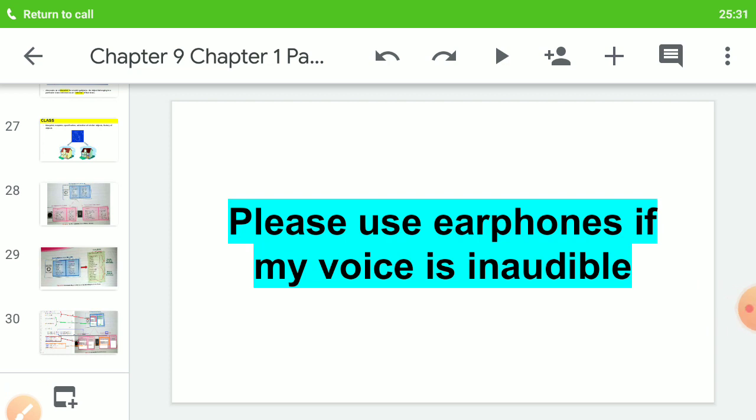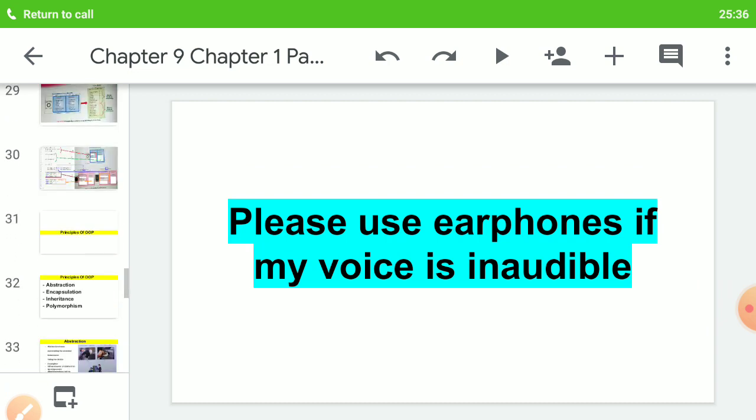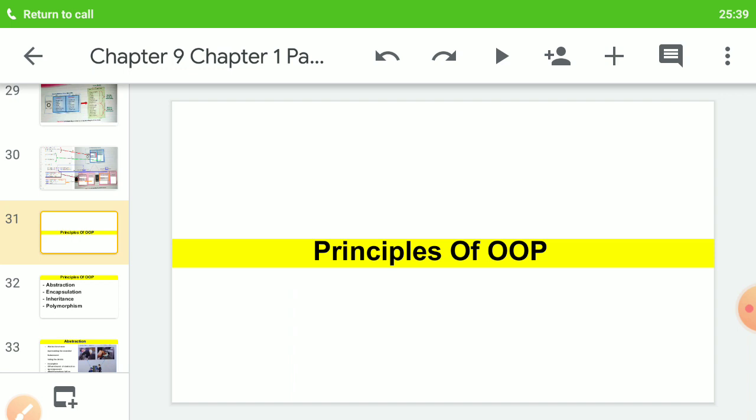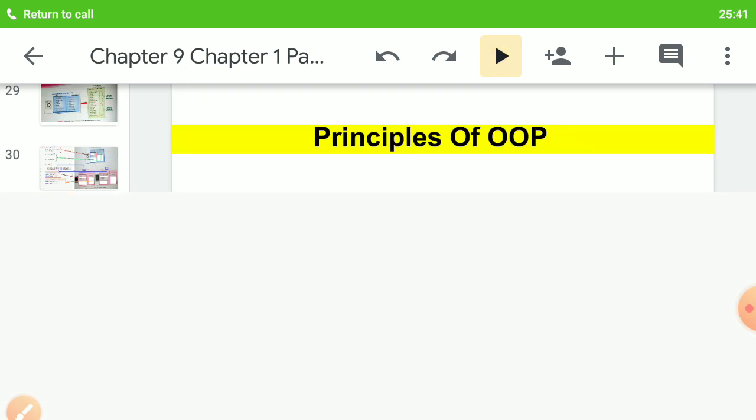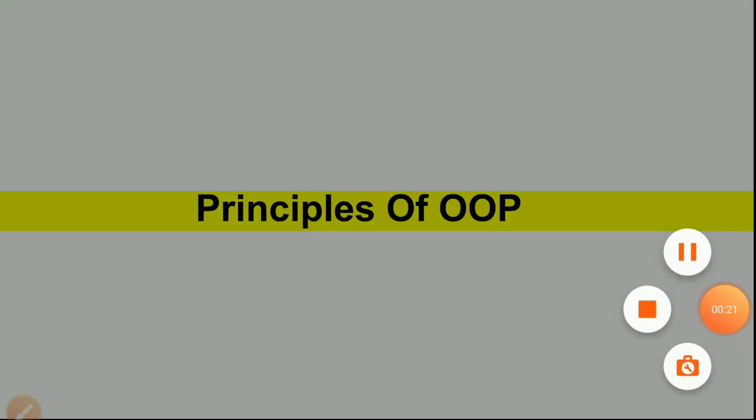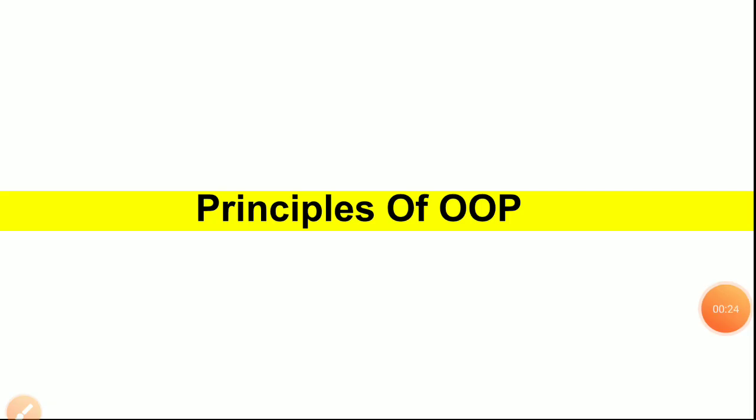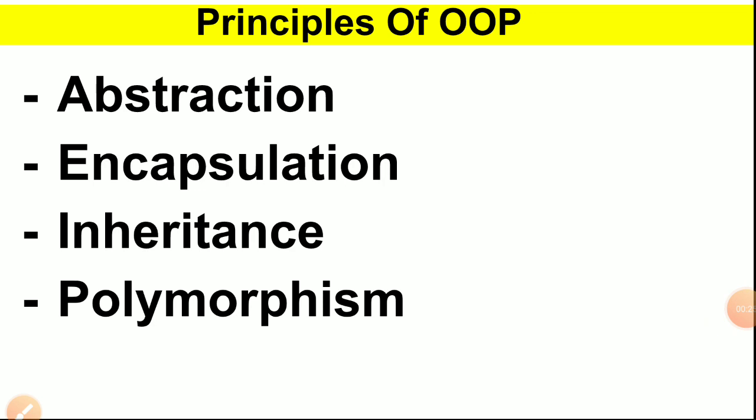Today, we'll be discussing principles of object oriented programming. So, broadly speaking, there are four principles, namely abstraction, encapsulation, inheritance, and polymorphism. Starting with abstraction.